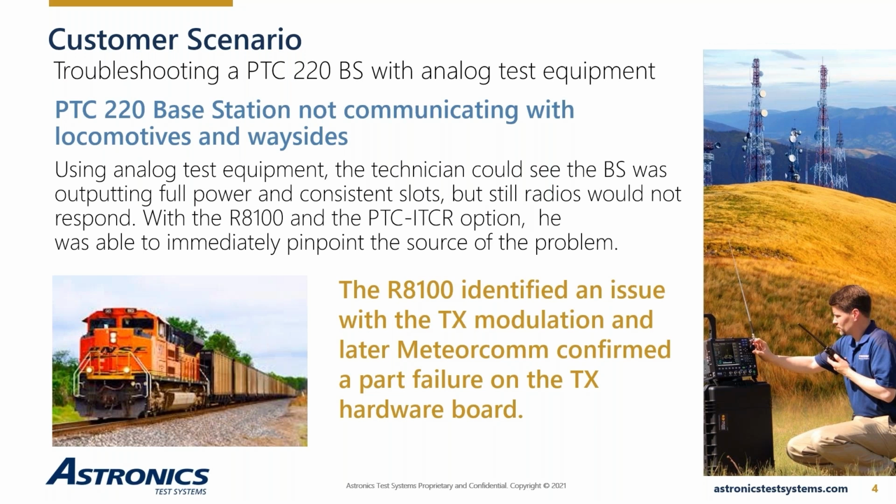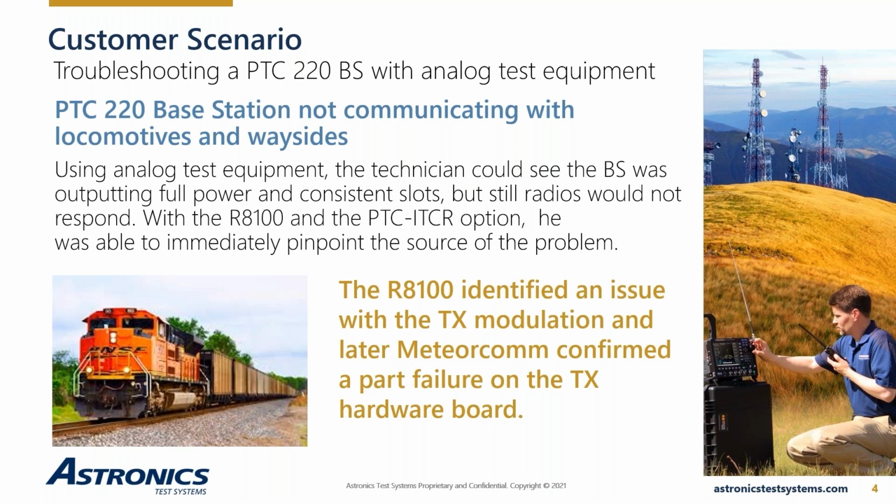Then with our Freedom R80-100, which is one of the service monitors in the R8000 series, and the PTC ITCR option, they were able to see that even though there was an RF signal there, the modulation was not correct. And in working with one of Phil's colleagues at MeteorCom, they determined that there was in fact an actual failure of the hardware that was causing the modulation to be scrambled, or just not come through clearly. And Wayne, if you've got more about that story you want to tell, you're welcome to, because at this point I'm going to turn it over to you.